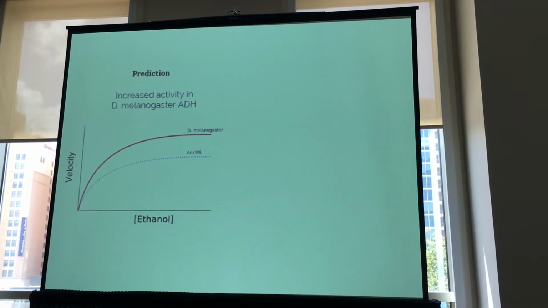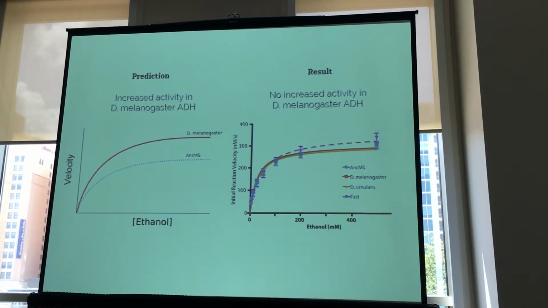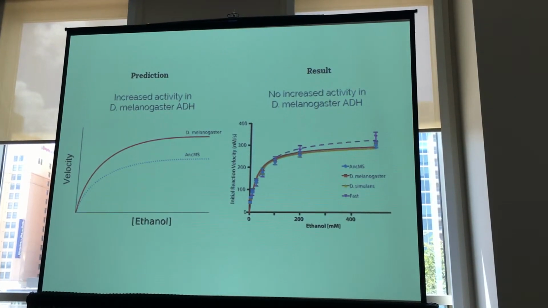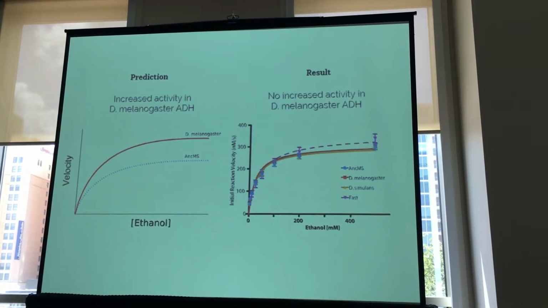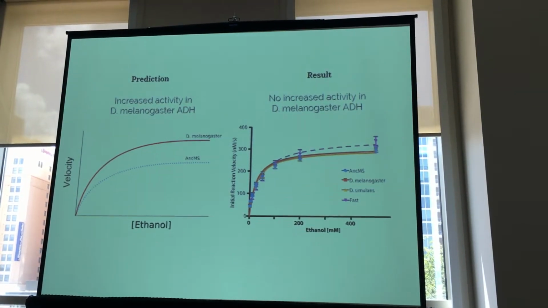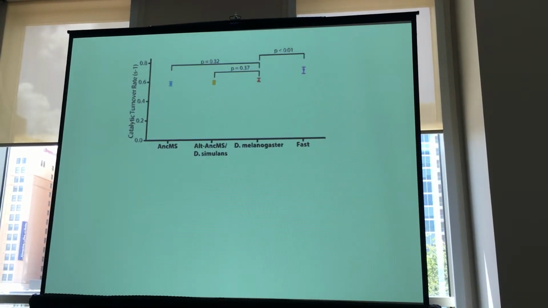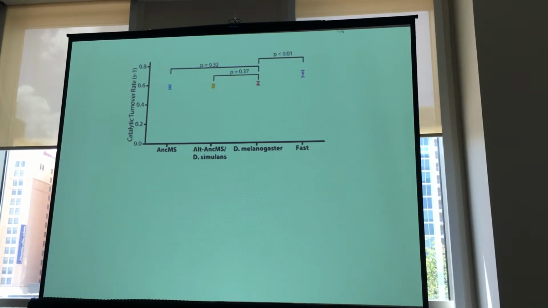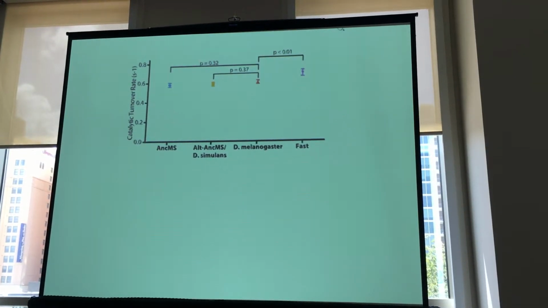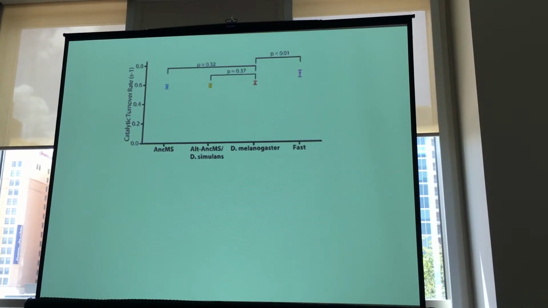However, when we do the experiment, we see that the melanogaster ADH in red is statistically indistinguishable from both the ancestral allele in blue and from the simulans allele in orange. The fast allele does have higher activity, which shows that we can detect a difference. And we can look at it at a more fine level and see that this holds per unit enzyme. The catalytic turnover rate is indistinguishable between historical and the melanogaster variants, but the fast is different.